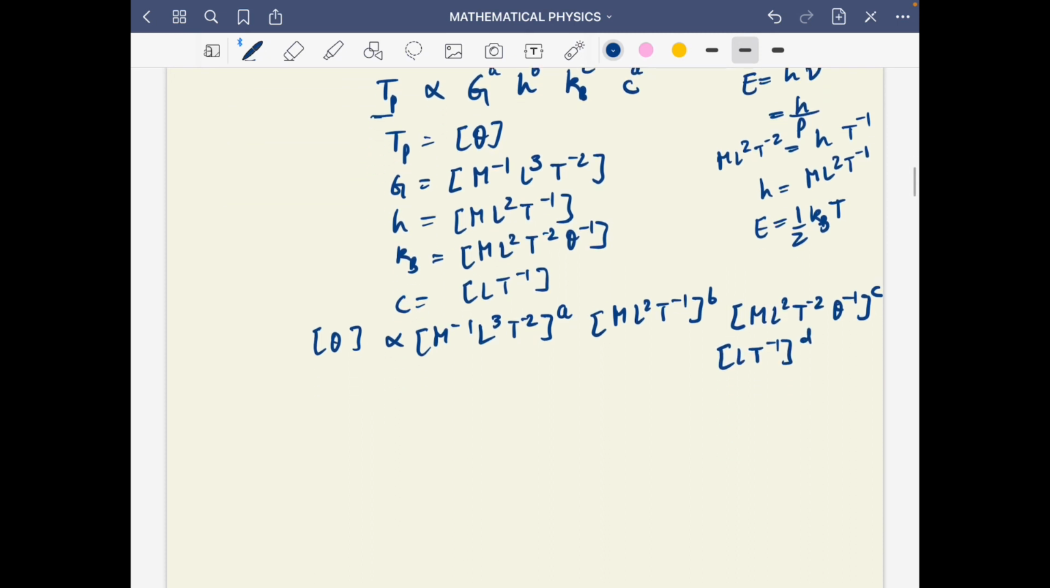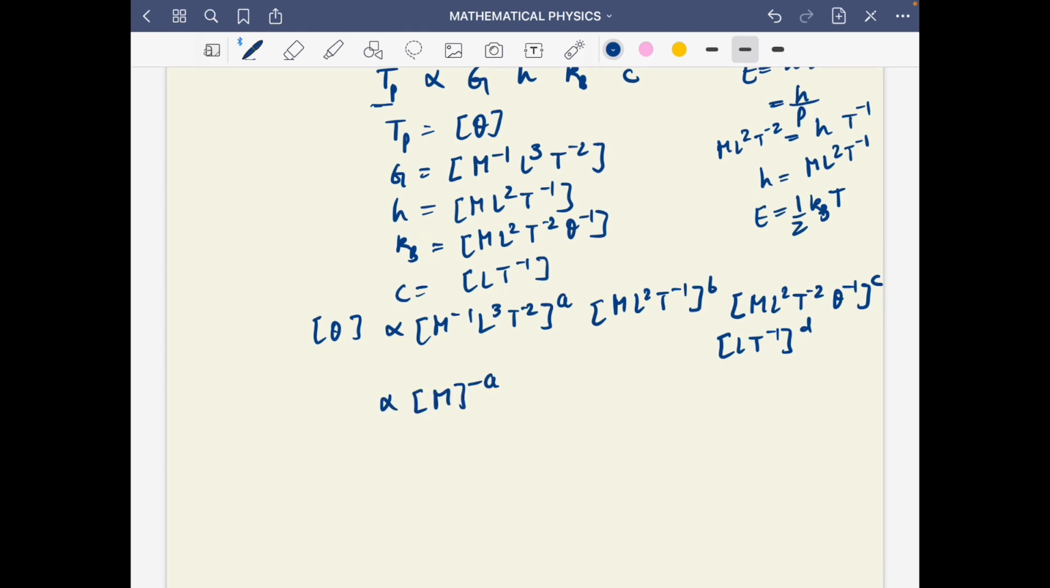Now we will sort it out, and we will get the following equations. For M: minus A plus B plus C. For L: 3A plus 2B plus 2C plus D. For T: minus 2A minus B minus 2C minus D. And for theta: minus C.